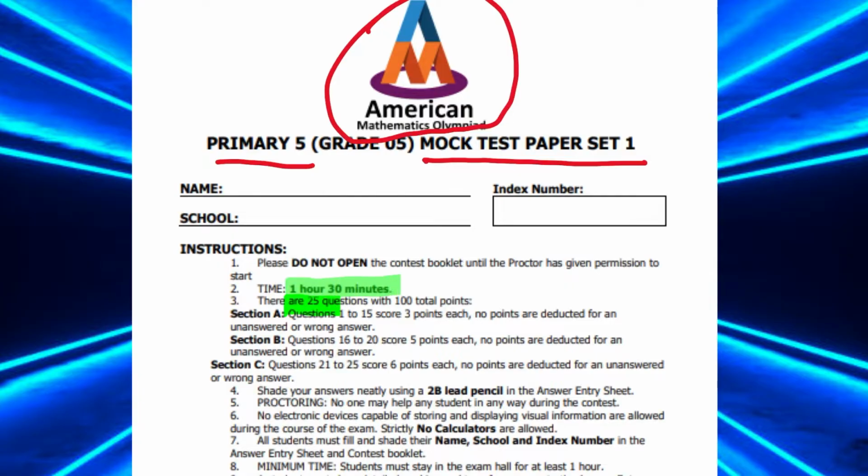The time allowed is 1 hour 30 minutes and there are three different sections. Questions 1 to 15 are 3 points each. The next section has 5 points each, and the last 21 to 25, 5 questions, 6 points each. No calculators are allowed. Let's begin.